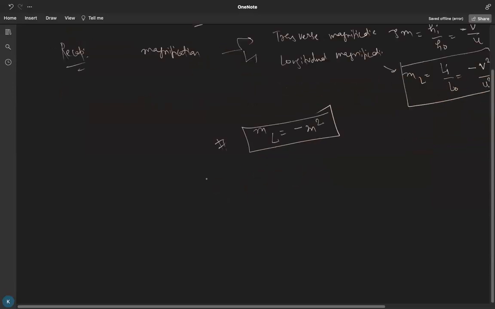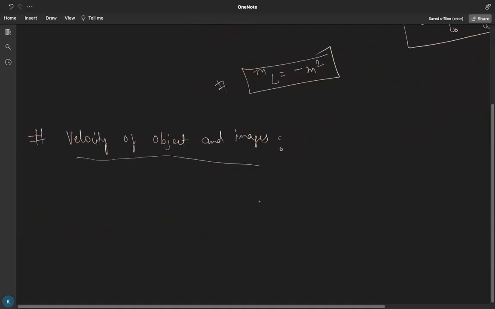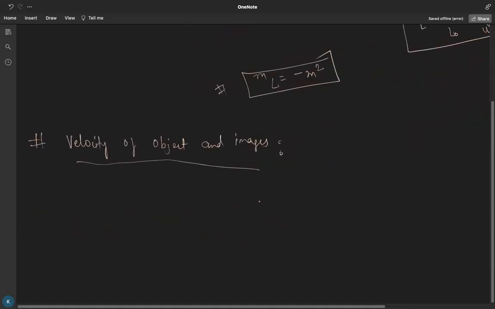Okay. So now in today's class, we are going to discuss our new topic, which is velocity of object and images. Okay. This is the new topic that we are going to discuss in today's class. Just as we discussed velocity previously for the plane mirror, where some relations came for parallel and perpendicular, in the same way we are going to discuss it for the spherical mirror. So I'm going to write it here. We are going to discuss the velocity of the object and image for the spherical mirror, right?